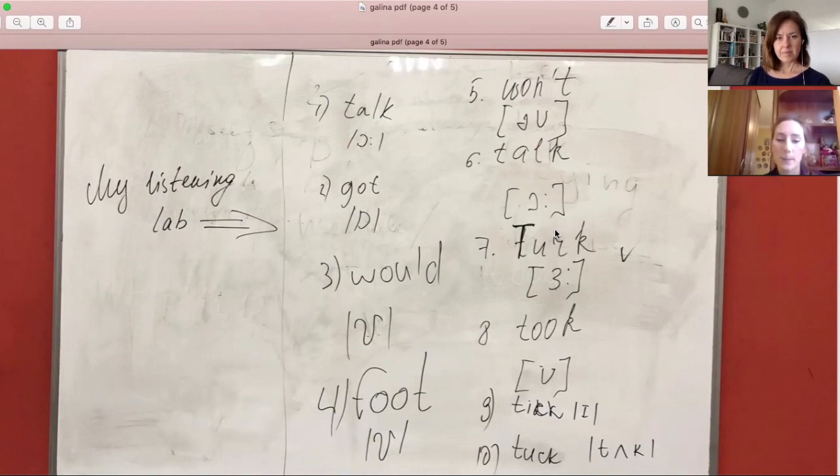So I gave them basically a phonetic dictation. I gave them the words, minimal pairs, and I asked them to write down the words that they hear and transcribe the vowel sounds. As you can see, I first planned to give them 5 words only, but then I realized that they mixed up and. That's why I gave them talk and Turk.